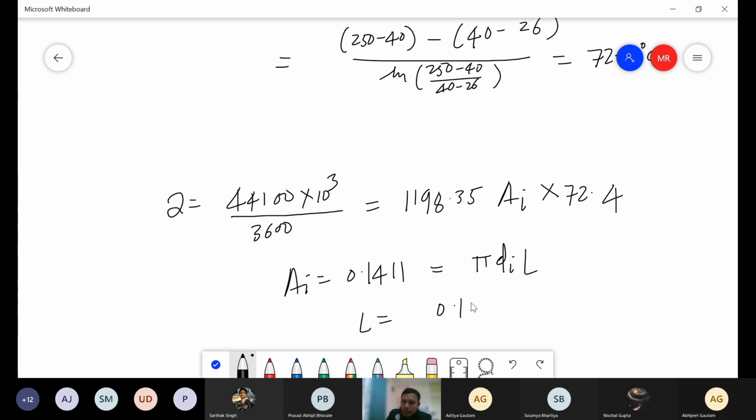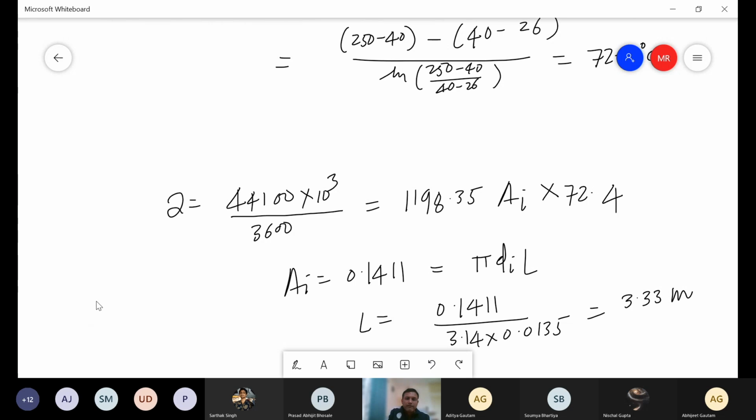So that means 0.1411 divided by 3.14 into DI. DI in this case will be the inner diameter, so that is 0.0135. So the length L comes out to be 3.33 meters. So this should be the length of the double pipe heat exchanger.